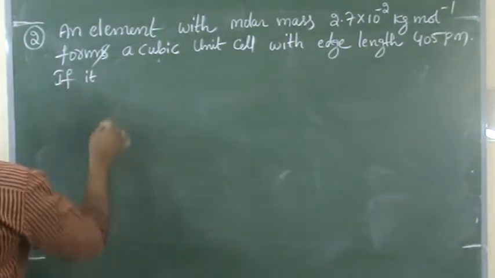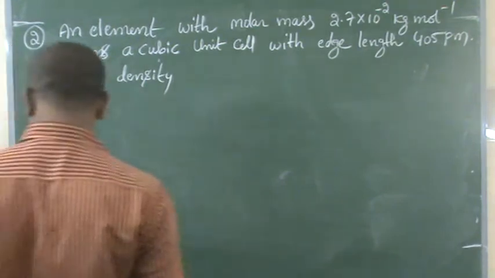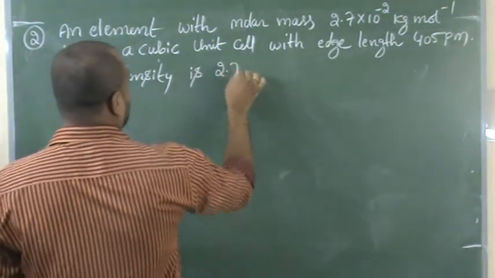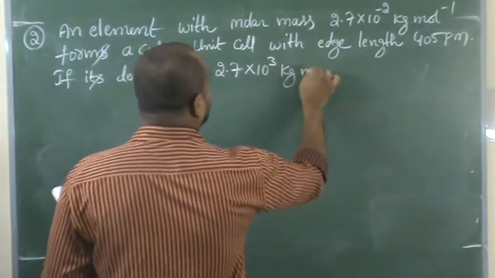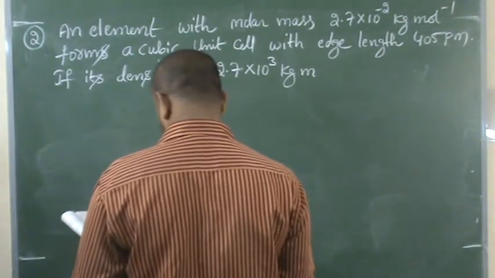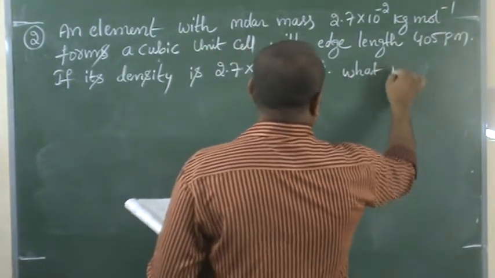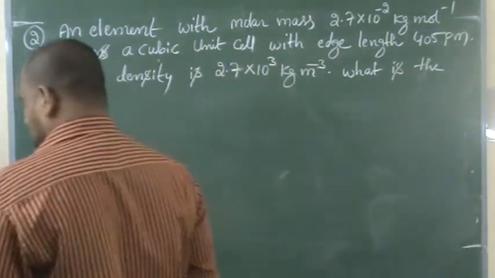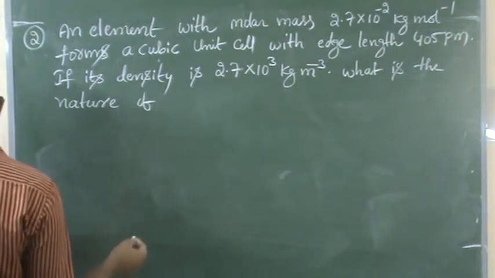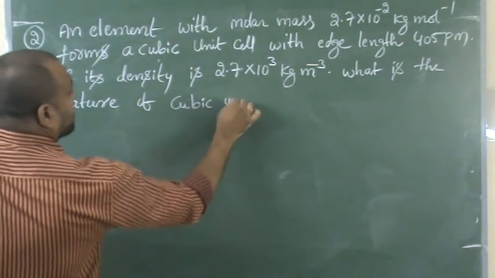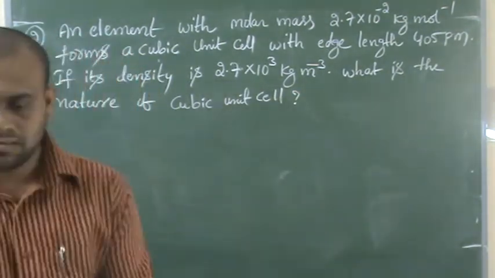If its density is 2.7 into 10 to the power of 3 kg per meter cube, what is the nature of the cubic unit cell? This is the problem.